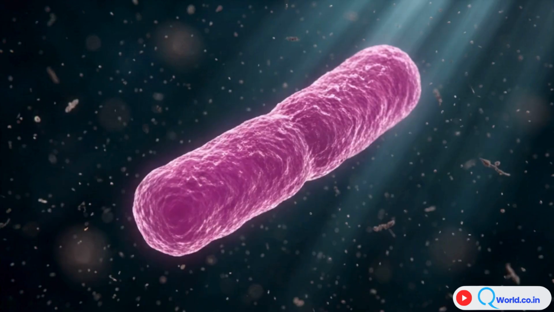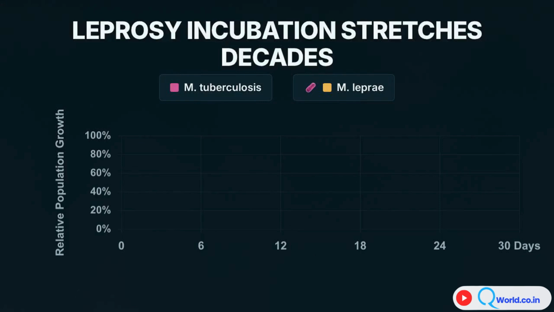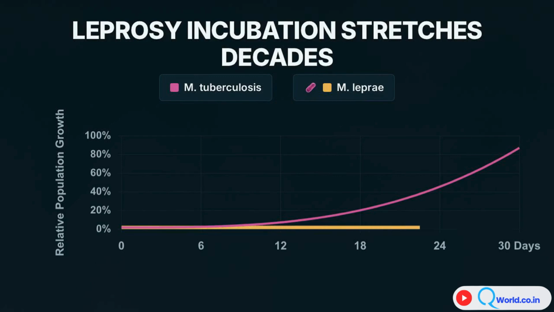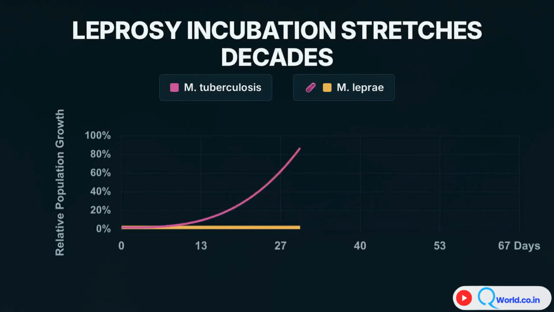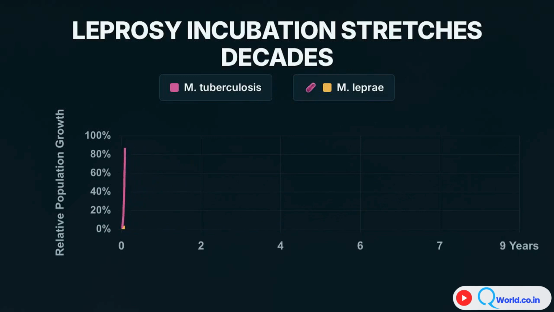Once M. leprae enters the host, it replicates exceptionally slowly, with a generation time of 12 to 13 days. This chart plots bacterial population growth over time. You can see the steep exponential curve of the related tubercle bacillus, which divides every 14 hours. By contrast, the replication rate for M. leprae appears as a nearly flat, horizontal line. This metabolic delay stretches the x-axis of the infection out over years.